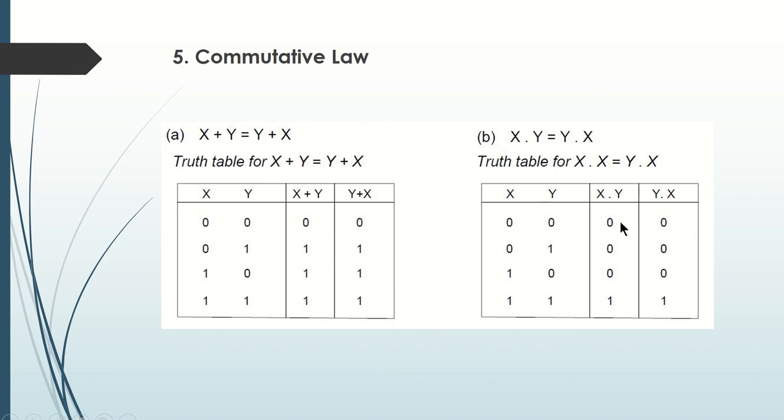Okay, what is the value? 0 0 0 1, and y dot x value is 0 0 0 1. So these two columns are the same, hence this particular law is proved. That is how you are supposed to write.